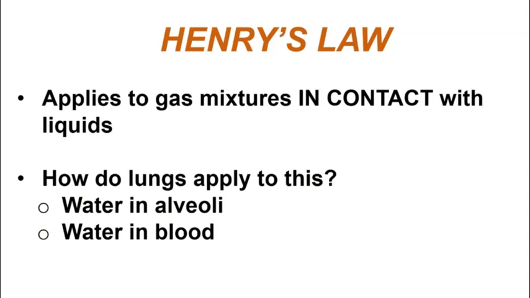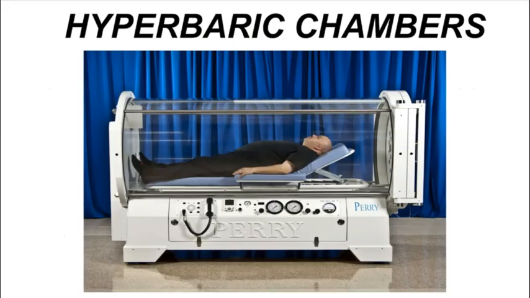So this is applicable because it describes diffusion rates for gases that are in contact with liquids. The lungs apply to this because we see thin layers of water in the alveoli, and we also see water in the blood, both of which are places where oxygen and carbon dioxide must diffuse through if they are to move into or out of the bloodstream. So we see that hyperbaric or high pressure chambers help to drive greater diffusion of oxygen into the blood because these chambers have increased ambient pressures inside of them, which would also increase the partial pressures of gases like oxygen.